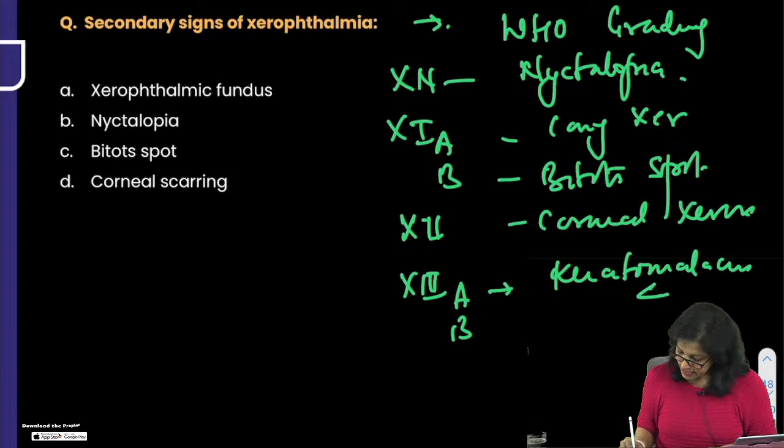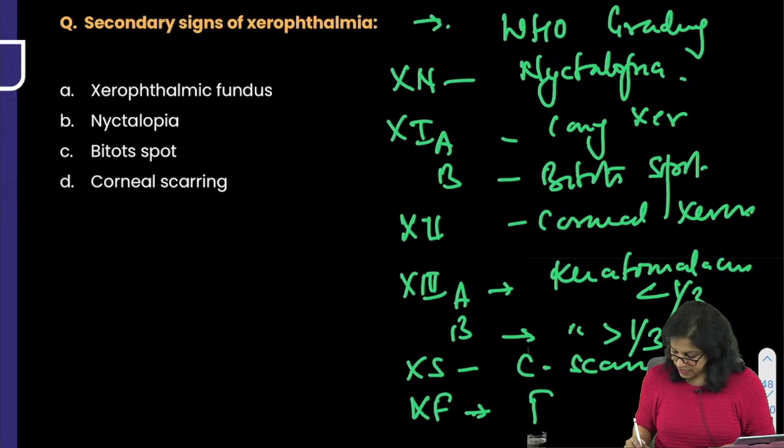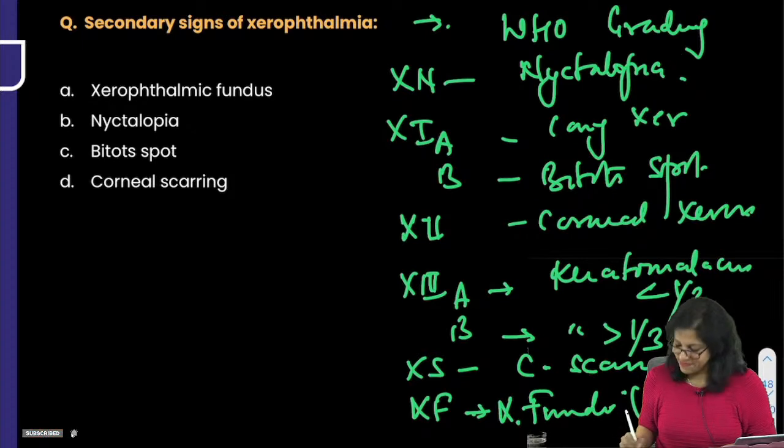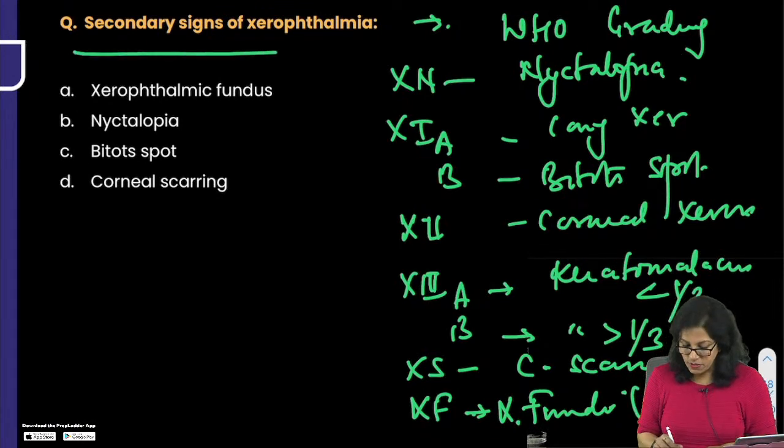Of less than 1/3 of the cornea, and B means more than 1/3. XS is corneal scarring, and what is XF? This is xerophthalmic fundus. What is xerophthalmic fundus? White spotted fundus. Done? Okay, the first question is, what are the primary and secondary signs? This was your question.